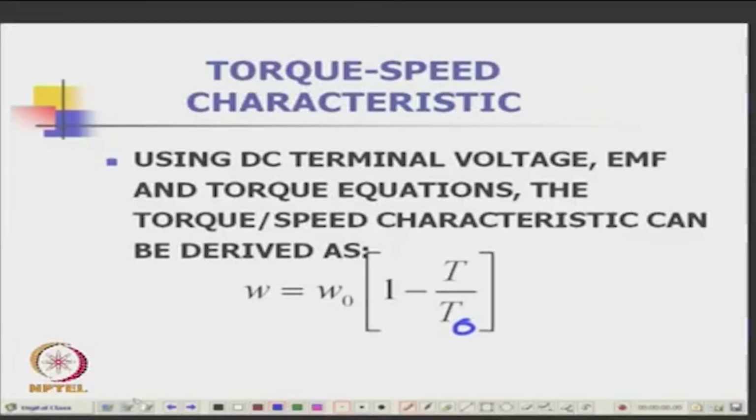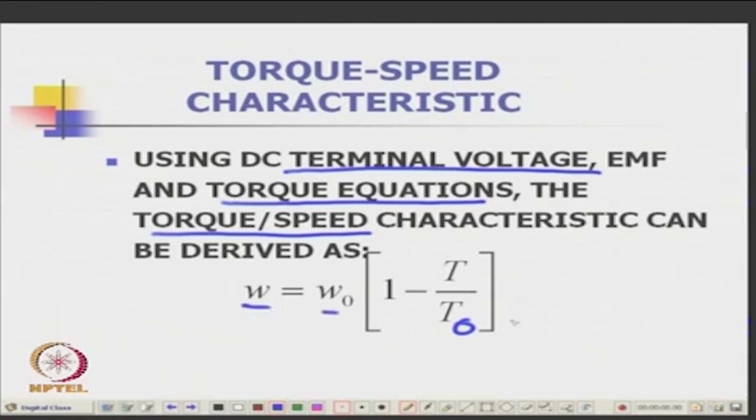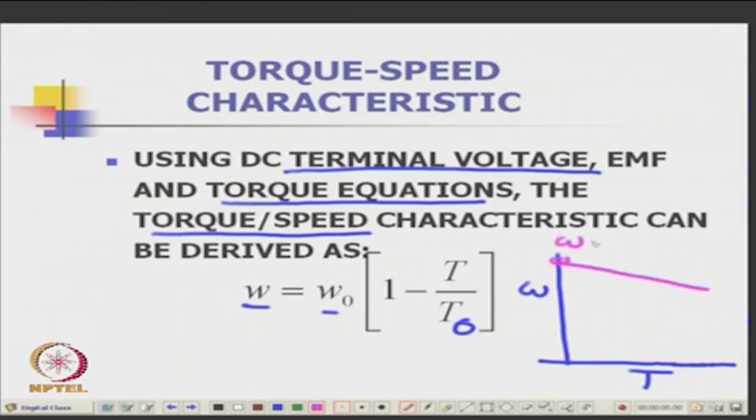Right. Now, with the DC terminal voltage, EMF and torque equations, the torque speed characteristic gives the speed as no load speed into 1 minus T by T naught. You are familiar with this speed versus torque curve. It will just follow this line, where this is omega naught and this is the slope. T naught is K phi I naught, the stall torque.